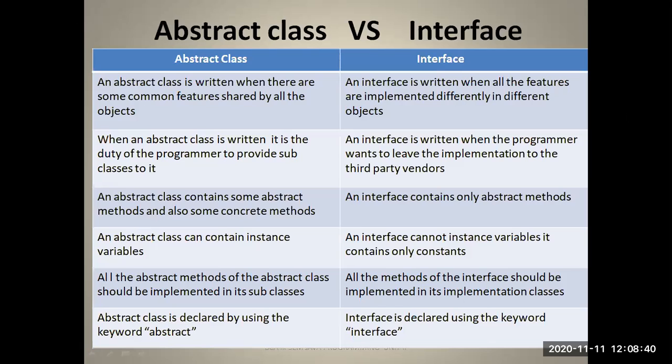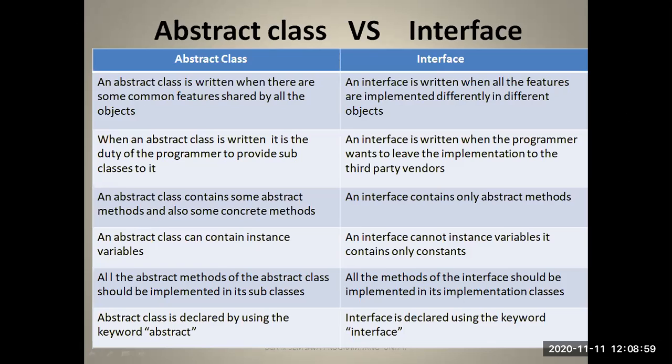Okay. Next, coming to the fourth point, an abstract class can contain instance variables. Yes, it can contain instance variables. Whereas an interface cannot contain instance variables, but it contains only constants.